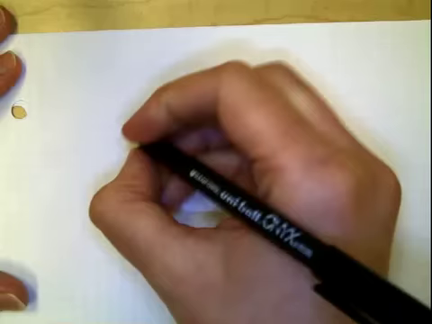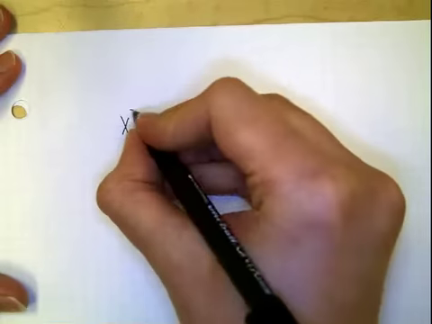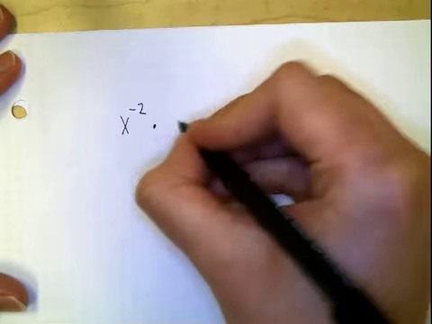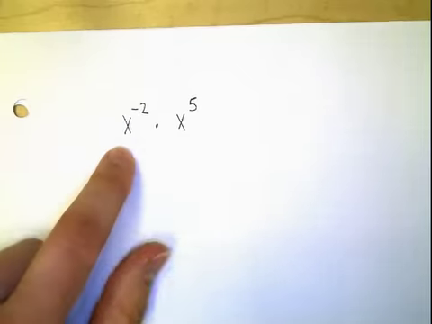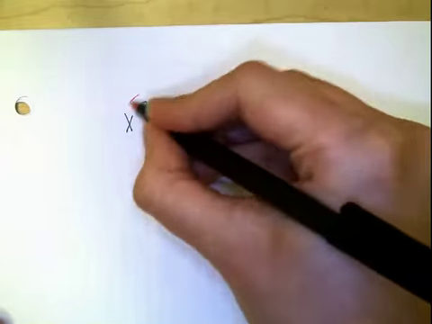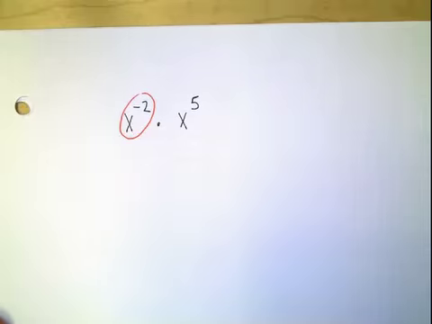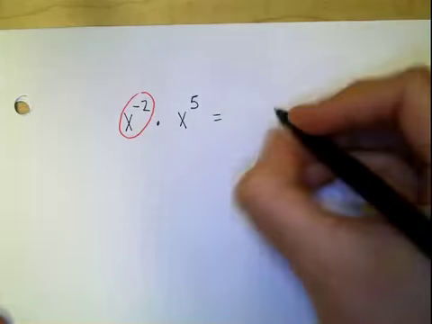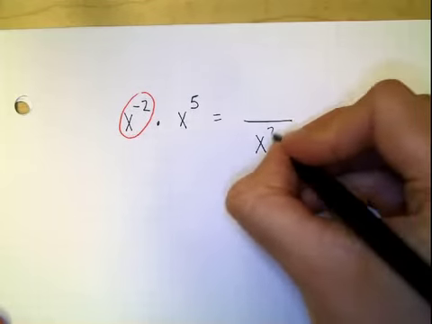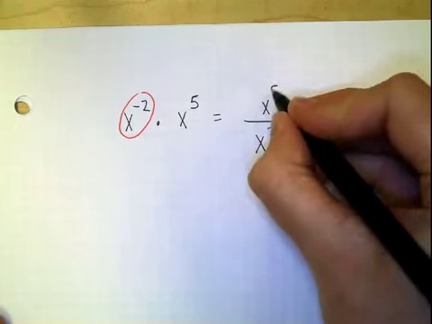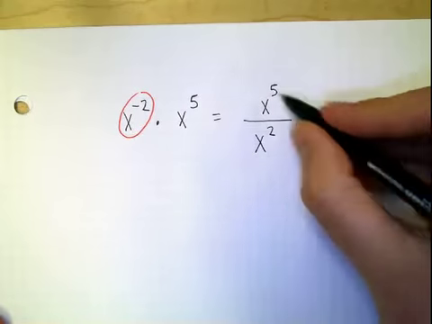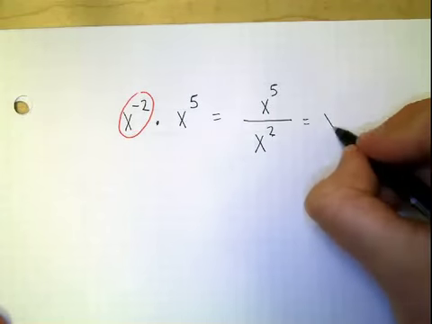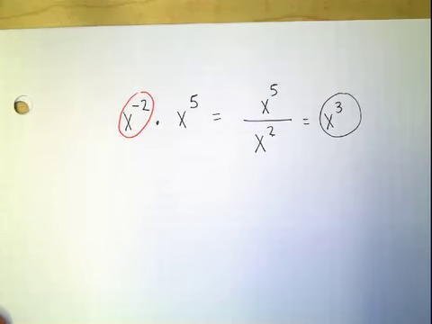Our first example, let's say we have x to the negative 2 times x to the 5th power. Well, x to the negative 2 is the one that's in the wrong location. It shouldn't have been like this. It was supposed to be in a fraction. So this is really a fraction with x to the 2 on the bottom and x to the 5th on the top. And now I'm ready to simplify. What's this going to be? 5 minus 2 is x to the 3rd power. Answer.